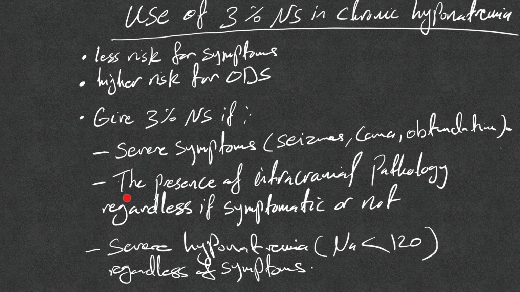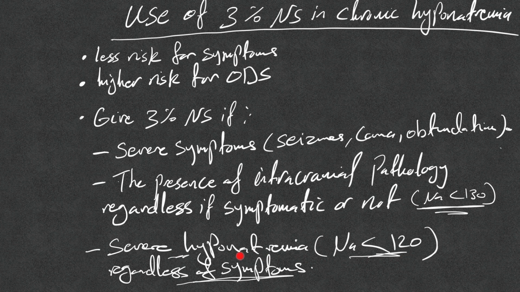Now, the exception, the presence of intracranial pathology. Here, whether it's mild or moderate symptoms or asymptomatic, we give 3% NS. And the reason is the presence of intracranial pathology, whether a tumor, recent surgery, hemorrhage, will make it easy for the intracranial pressure to go high. And severe hyponatremia, sodium level less than 120, regardless of the presence of symptoms or not, these patients also we give them 3% normal saline. And we'll explain how we do that very soon.